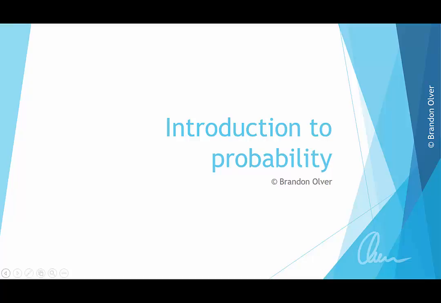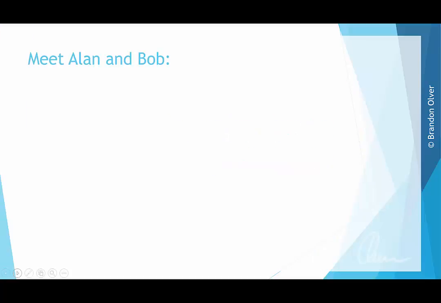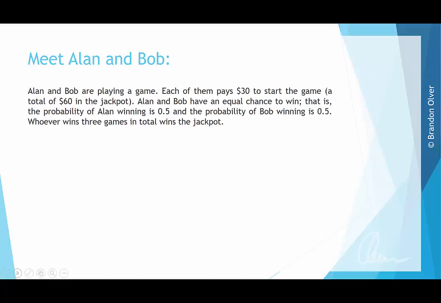In this video, we'll be introducing probability. So to start off with, I'd like you to meet Alan and Bob. Alan and Bob are playing a game. Each of them pays $30 to start the game. Therefore, there's a total of $60 in the jackpot.